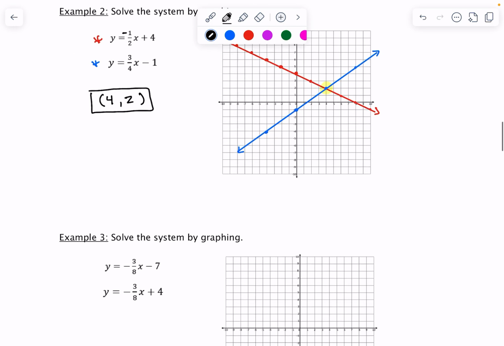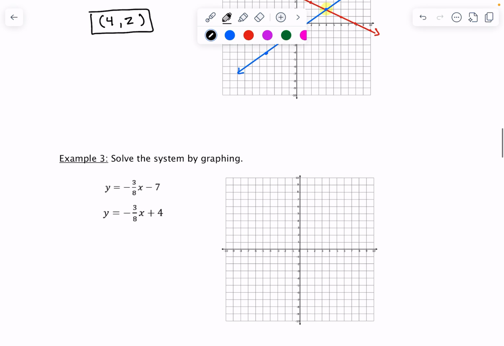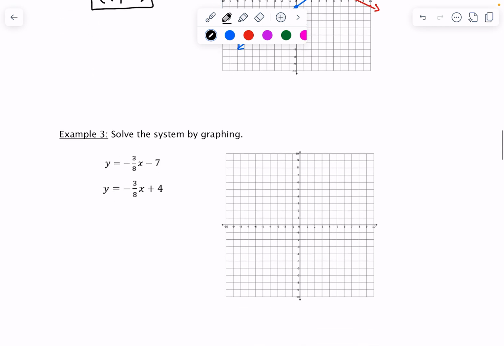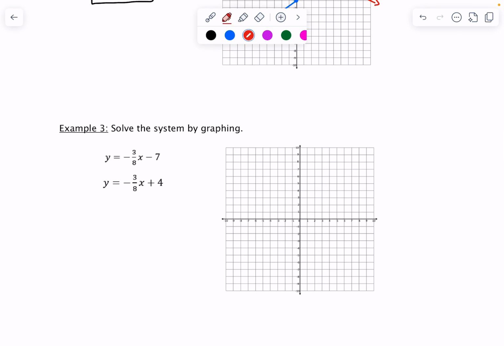Okay. Let's try a different example. Okay, so this is an example, scroll back up. This is an example where we have one solution. Just one answer, one point of intersection. This next example is going to do something a little bit different. I'm going to again go ahead and graph that first equation in red.